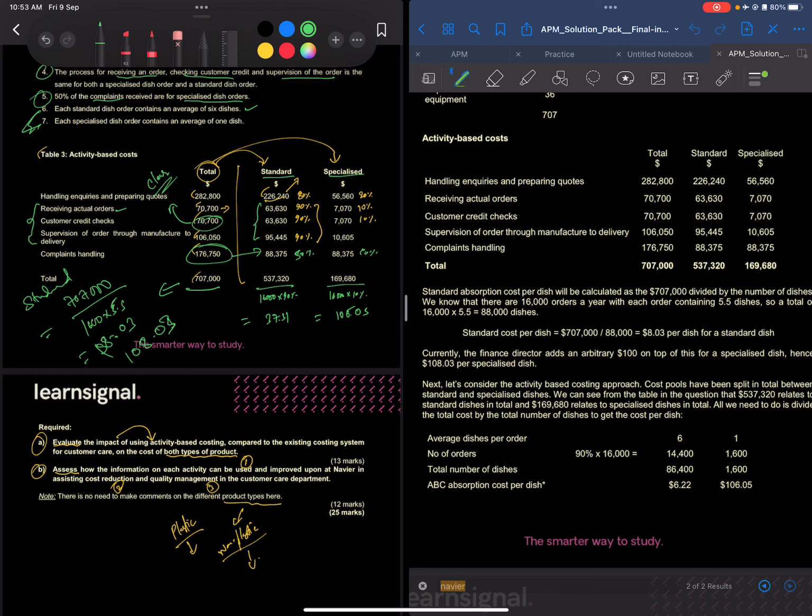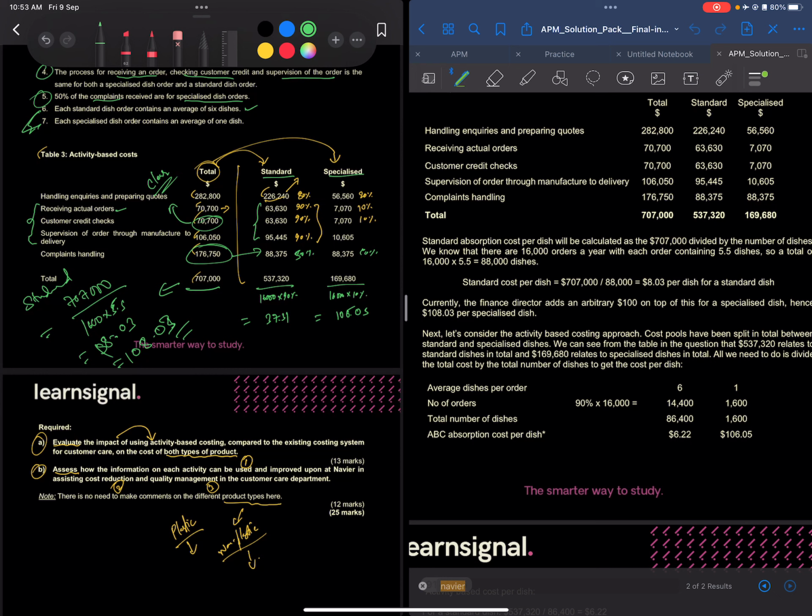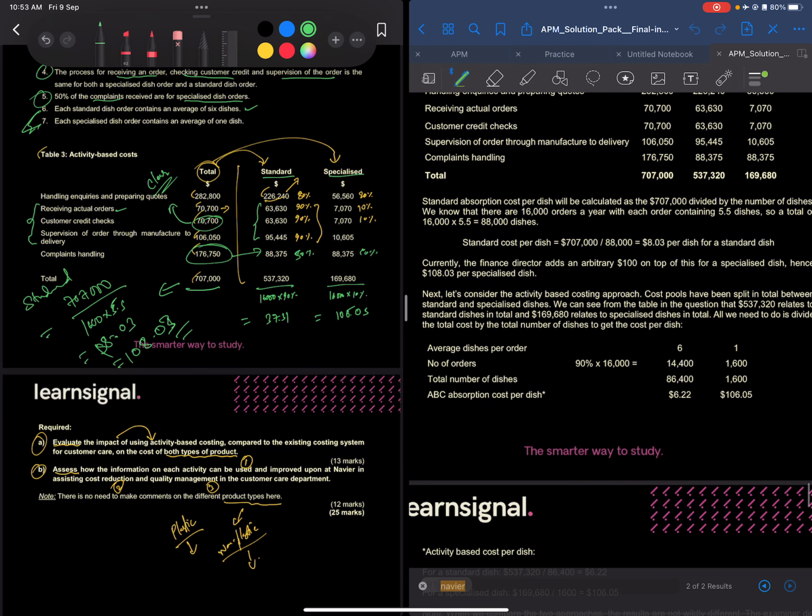108.03, because we add 100. So that's for the specialized one. Next, on this activity based costing data, I want you to figure out something. You know what I missed here? It's 16,000 times 90% times how many orders we are getting. In this one we are getting only 1 order, but in this we are getting on average 6 orders. So that's going to be 64,000 times 0.9, which is 57,600.